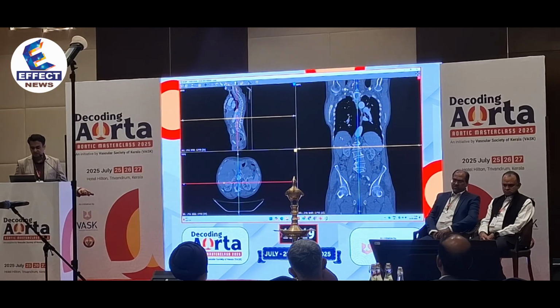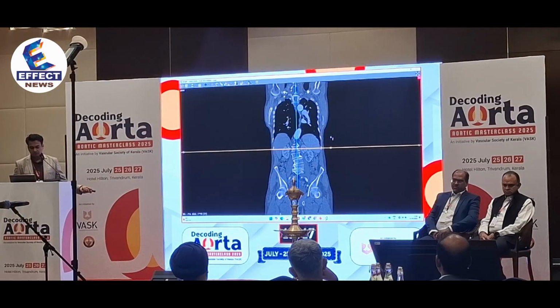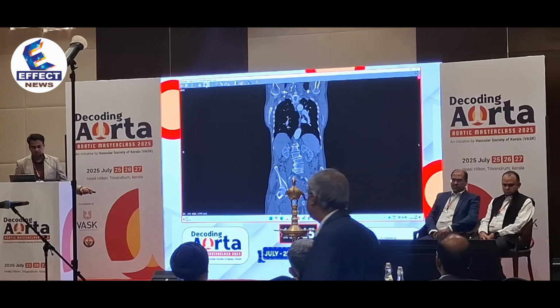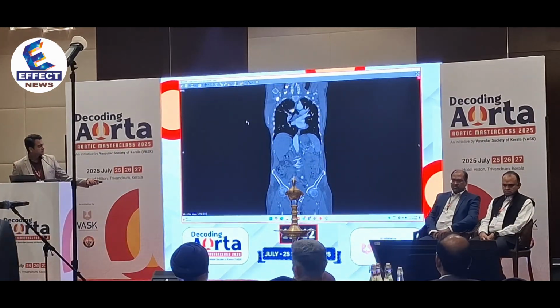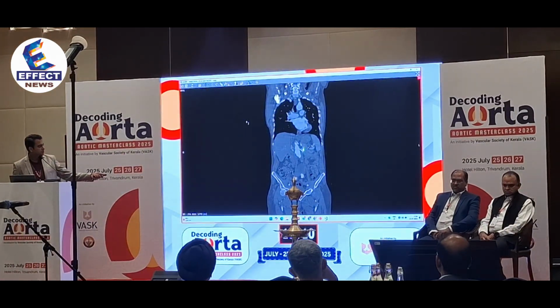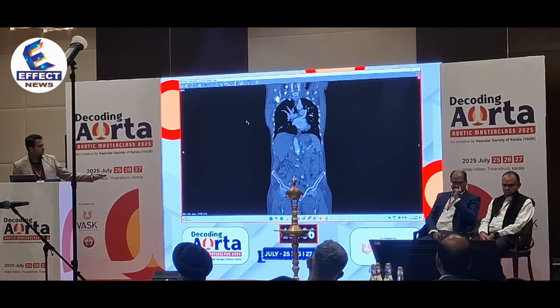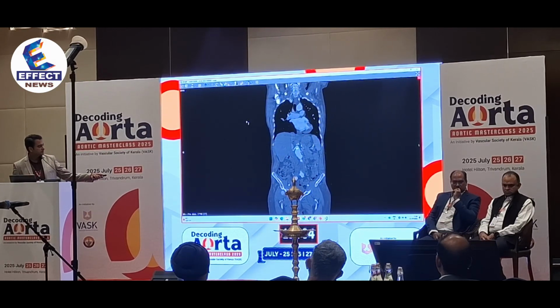And you can see that if you take the coronal view, this aneurysm is pretty close to the renal. This is the lower left renal, and that's the right renal there. So if you look at the sac, it is almost abutting both these renals on either side.